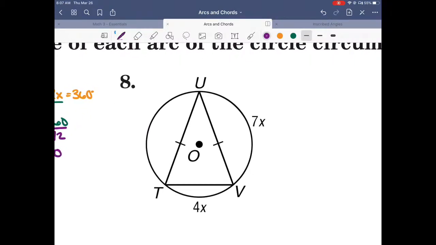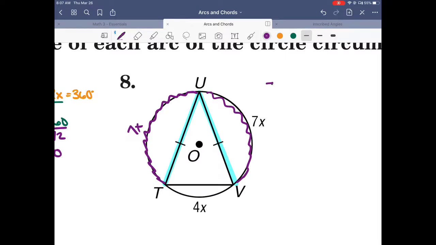Okay. So these ones give me markers. It says that TU is congruent to UV. If they are congruent, the arc that they create is going to be congruent. This one's 7x. This one's going to be the same thing. It's also going to be 7x.